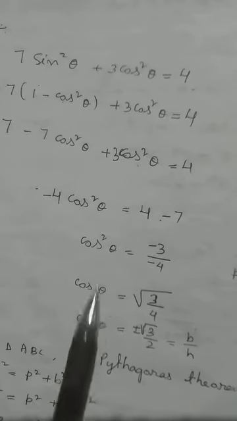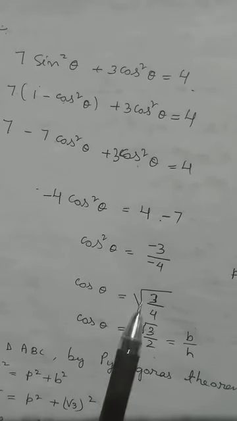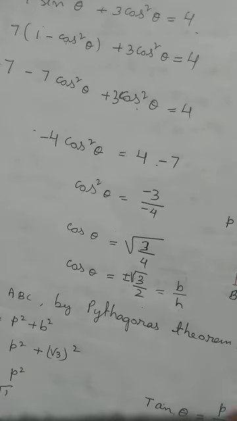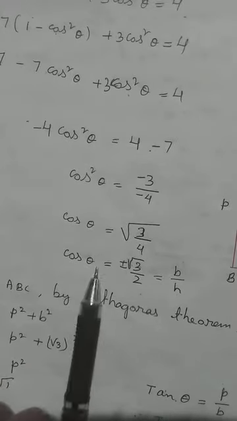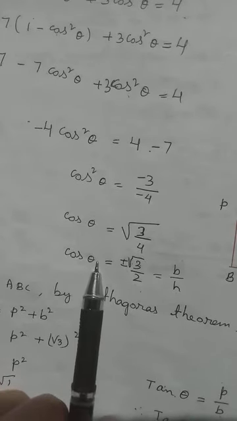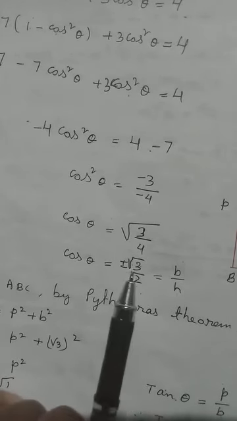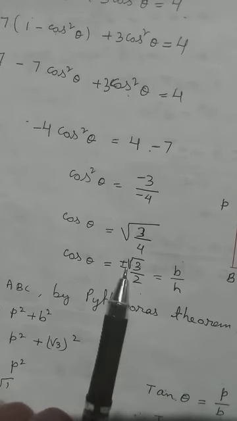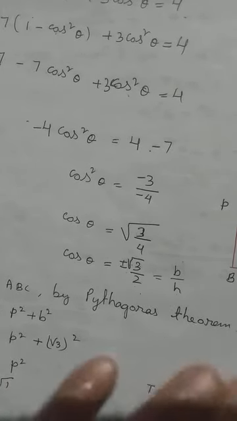We don't want square, we want only cos, so we put square root. 3 we cannot take out of the root, but 4 we can take out as 2. Now we get cos theta. The aim of the question is to find tan theta. So let us use the definition. Definition of cos we know b by h, which means b equal to root 3, hypotenuse equal to 2.